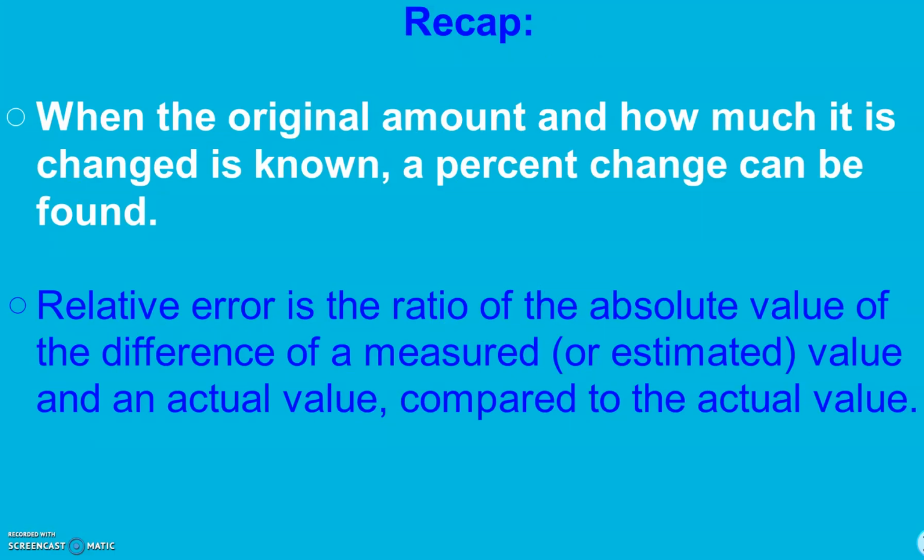Quick recap here. When the original amount and how much it's changed is known, a percent change can be found. And relative error is the ratio of the absolute value of the difference of a measured or estimated value and an actual value compared to the actual value.